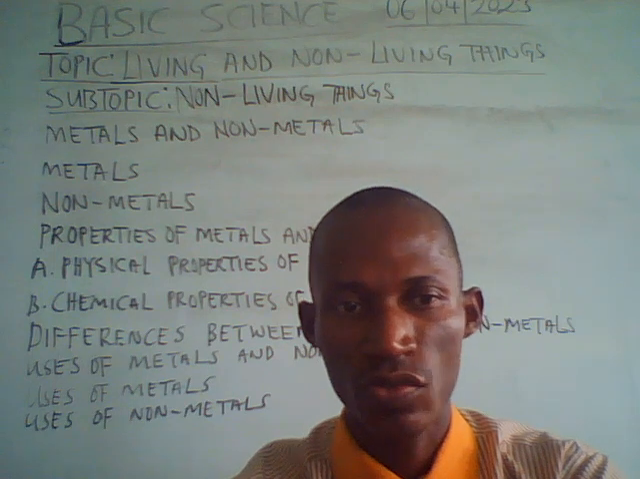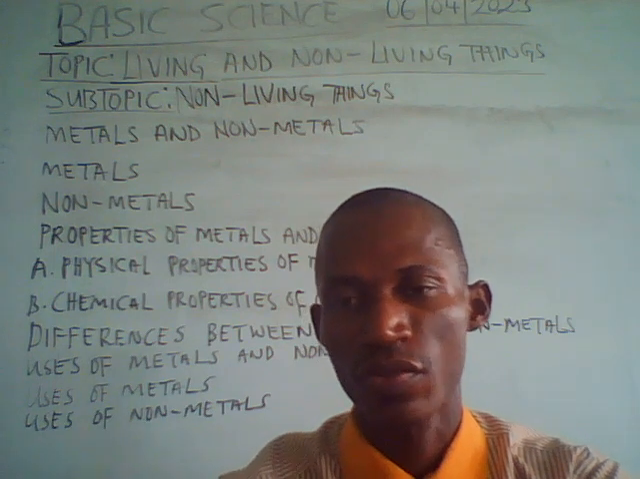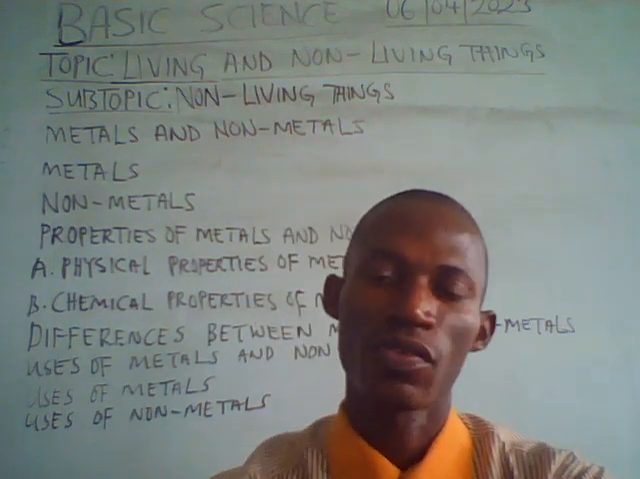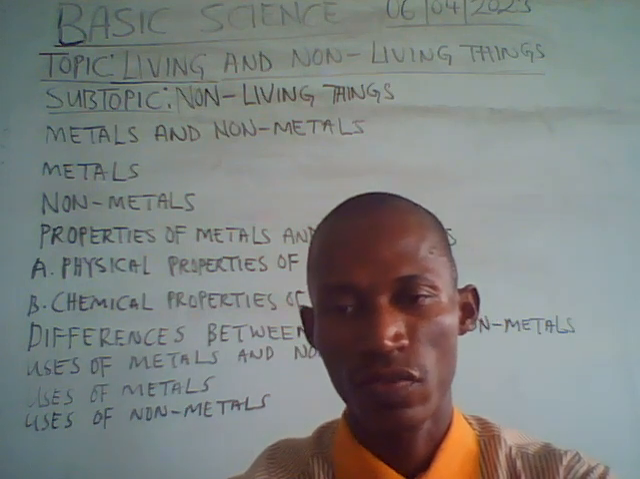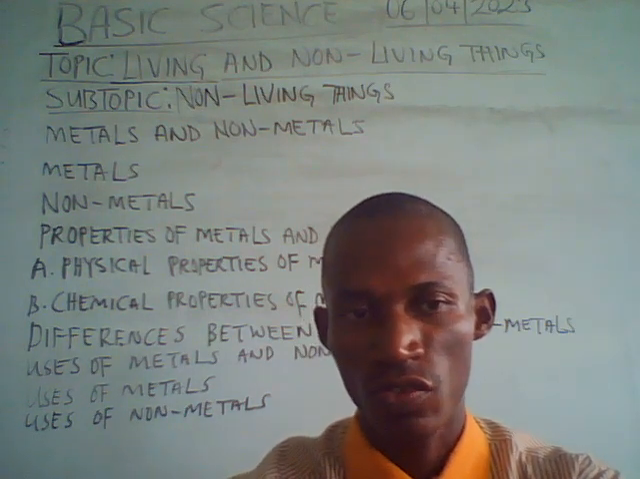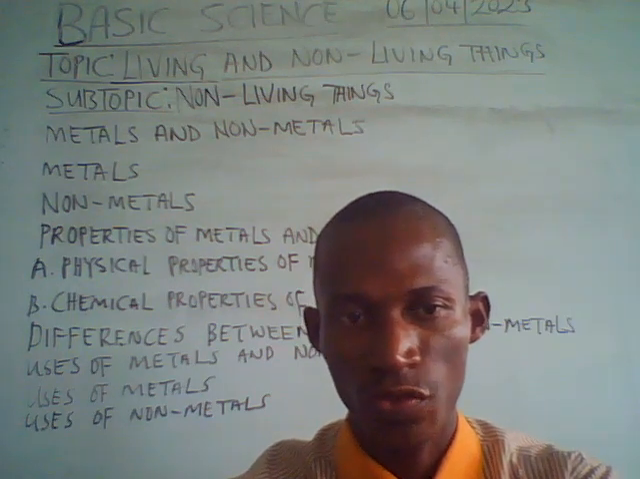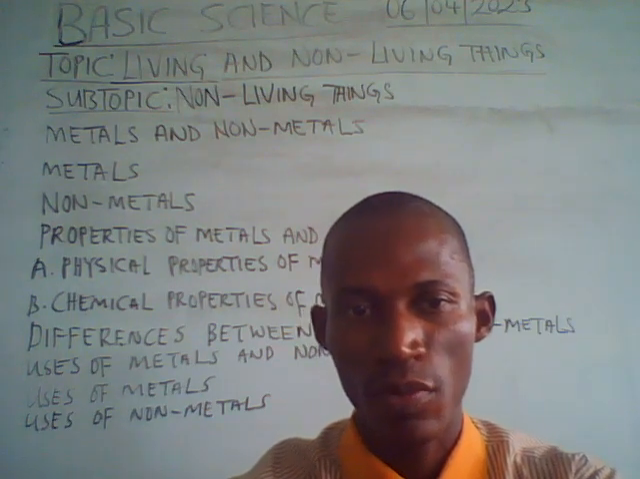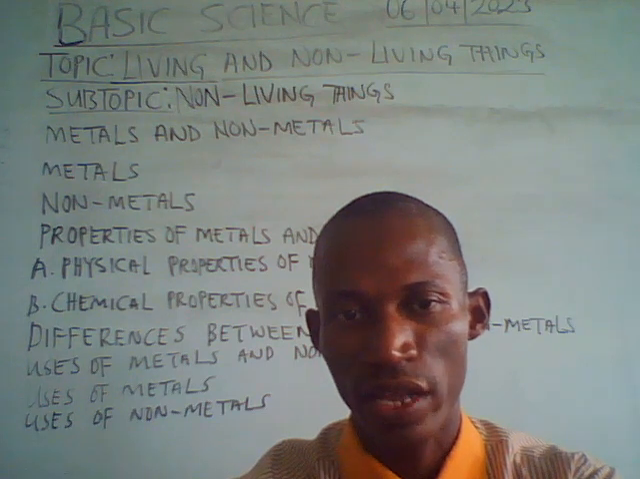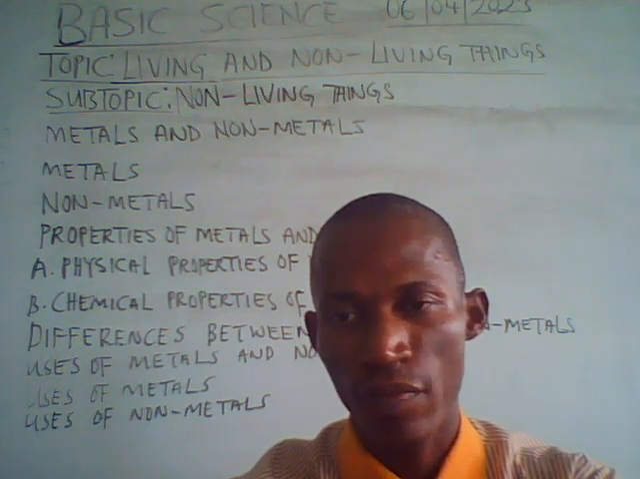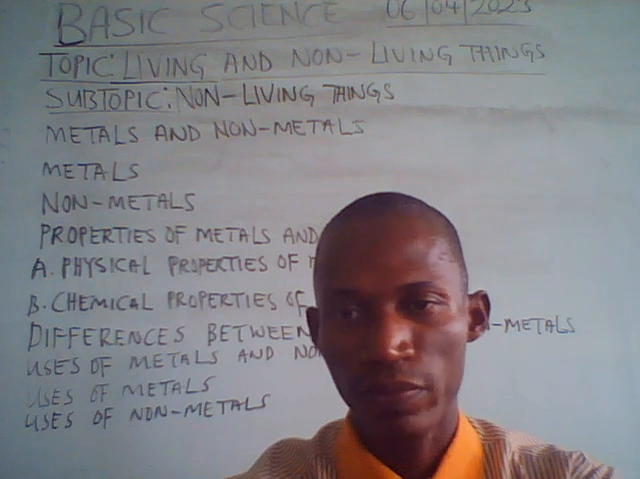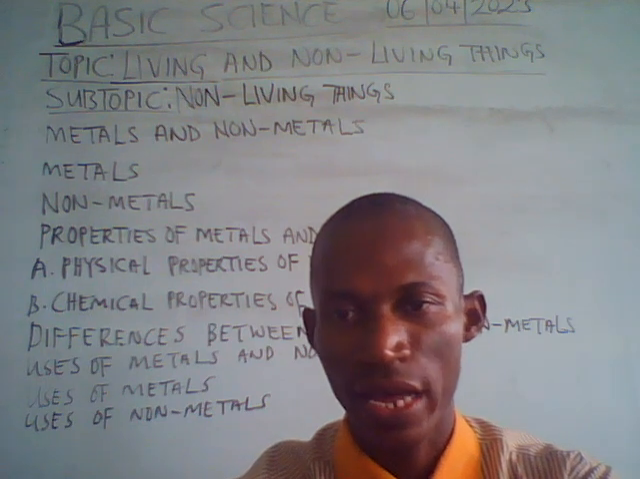Now, let's look at uses of metals and non-metals. What do we use metals for and what do we use non-metals for? Let's start with uses of metals. Iron metal is used for making cooking vessels, water boilers, stoves, tools, nails, bolts, electromagnets, bicycles, motor parts, etc.